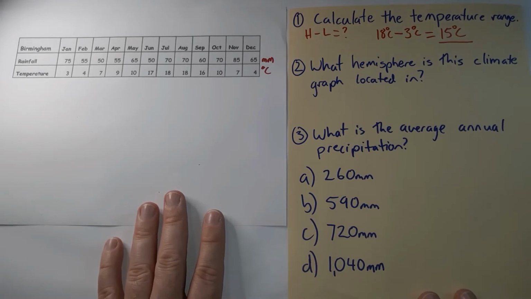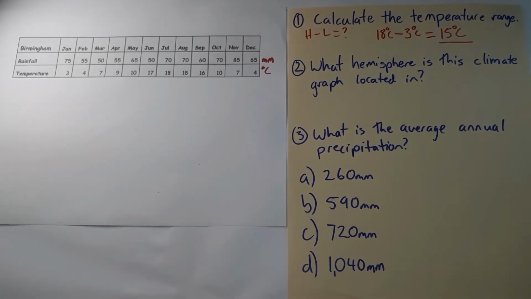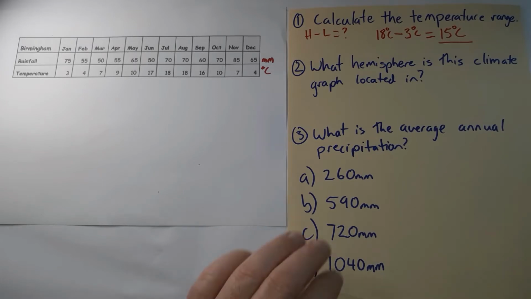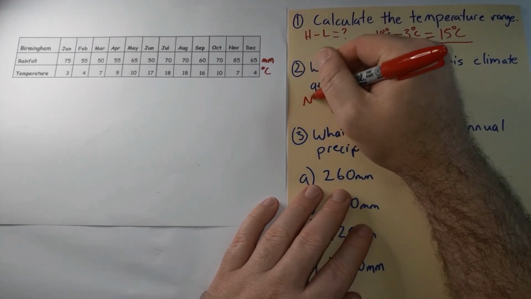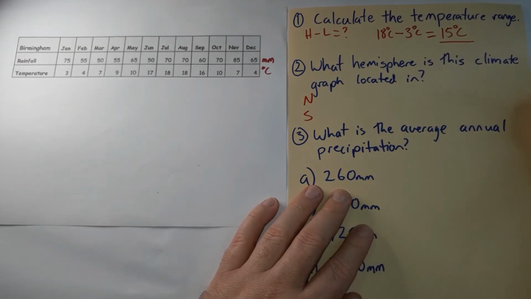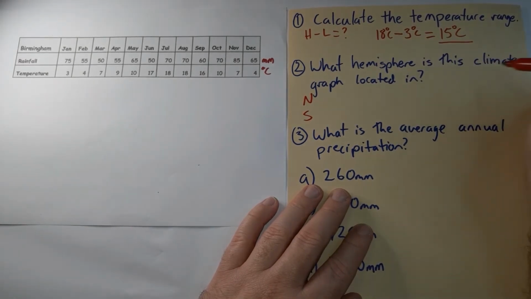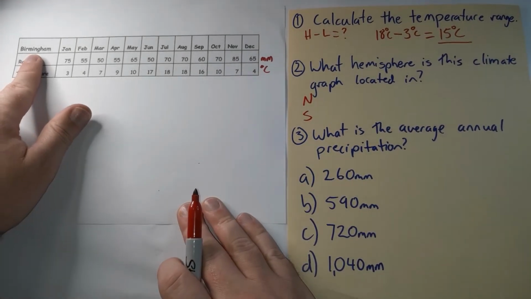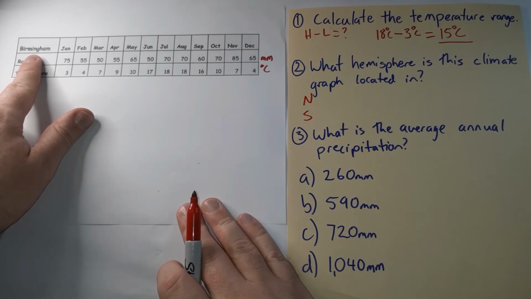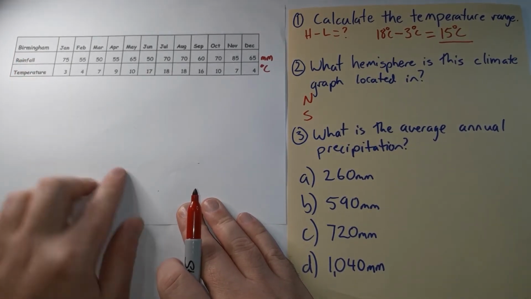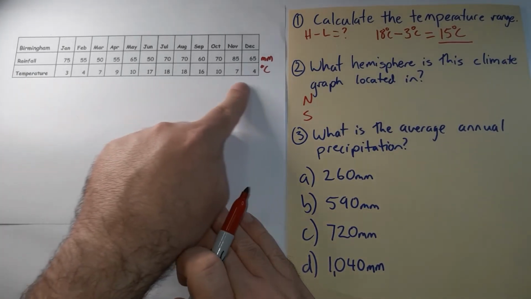The second question: what hemisphere is this climate graph located in? Generally speaking, we want to look at whether it's in the northern or southern hemisphere, north or south of the equator. To find this out, if we didn't know where Birmingham was or what country it was, because there might be a couple of places in the world called Birmingham, what I would look at is the temperature data.